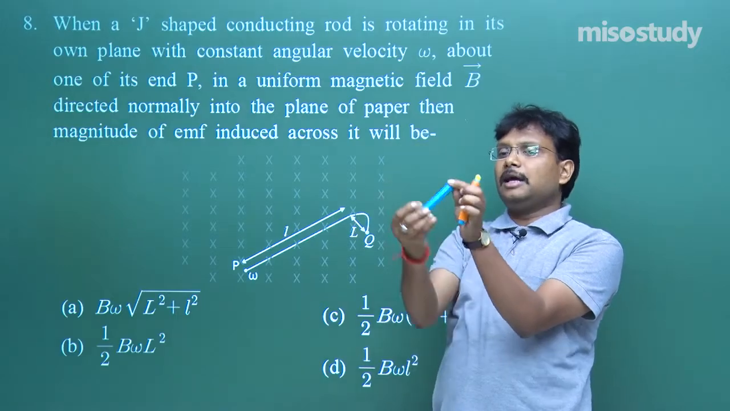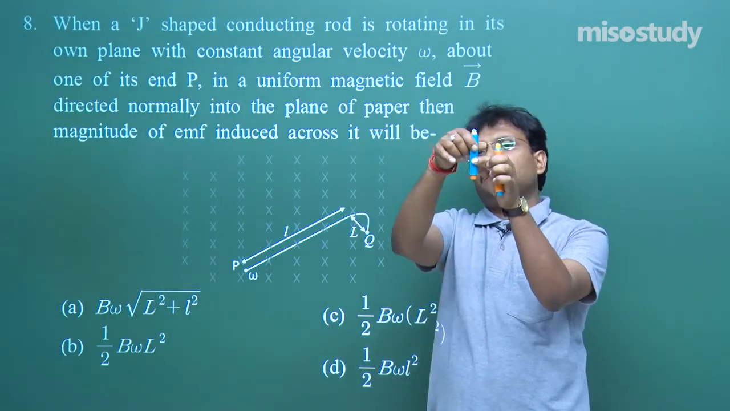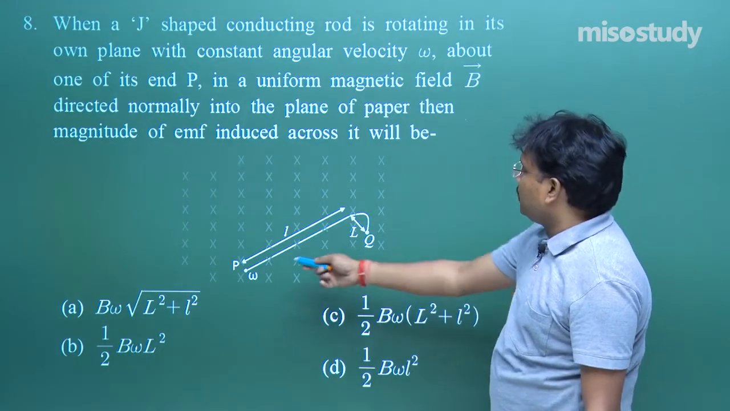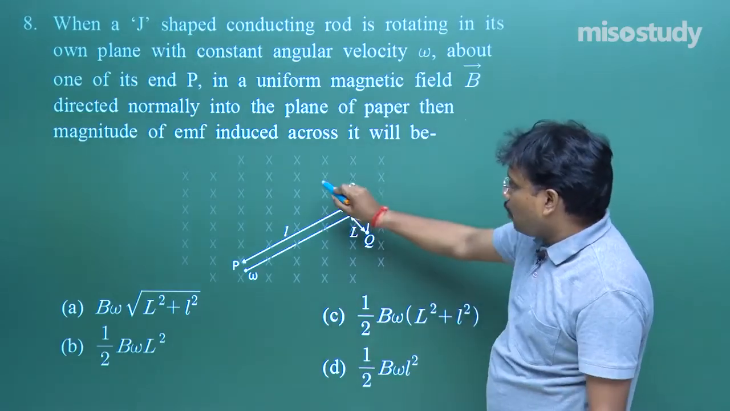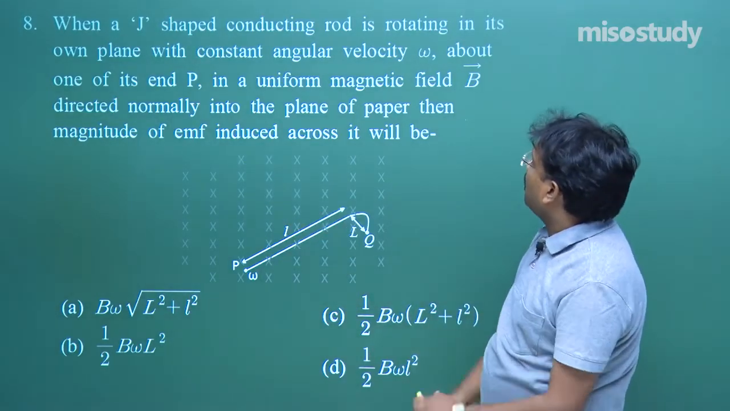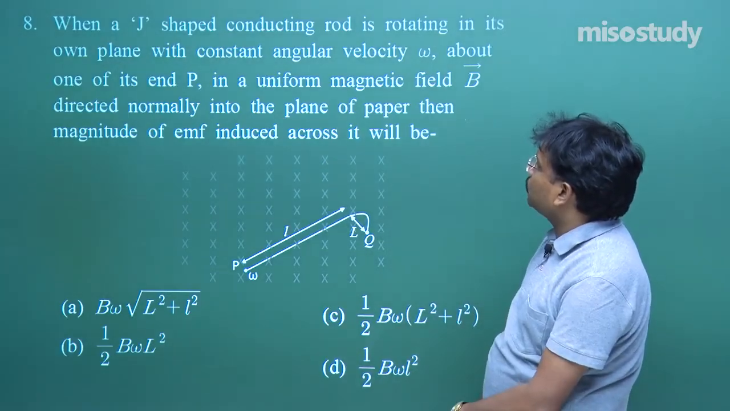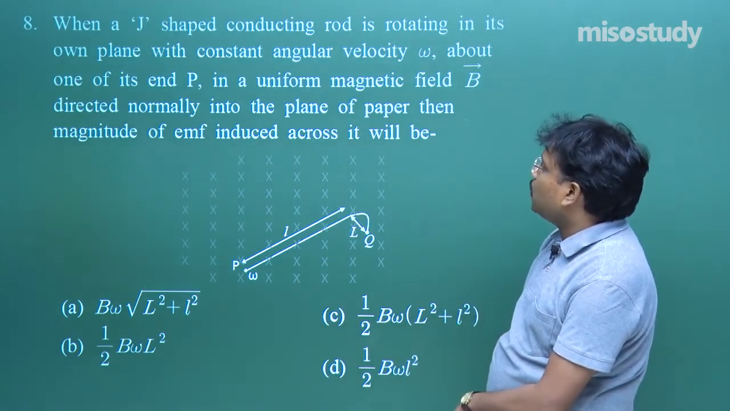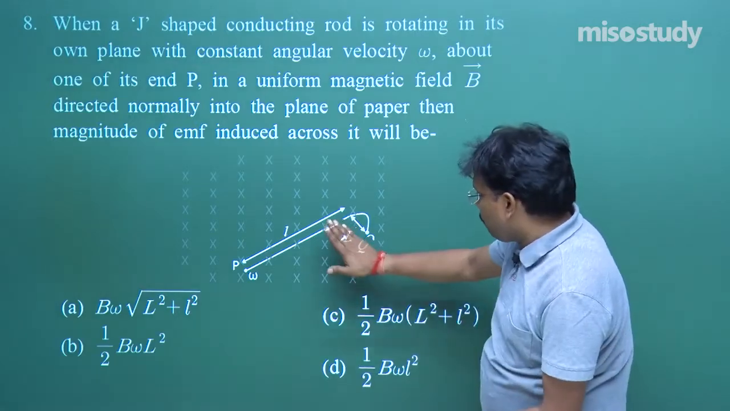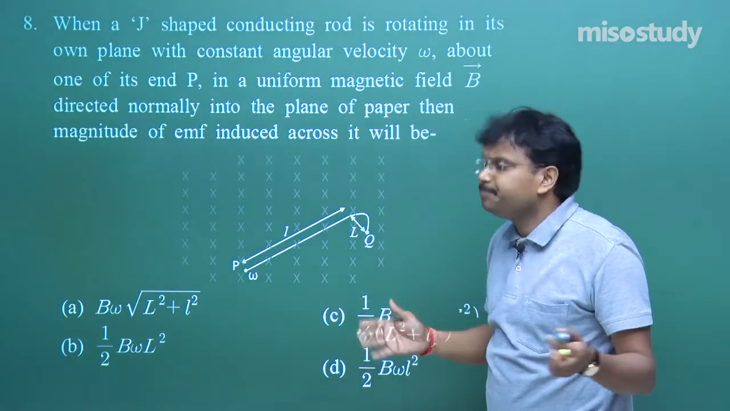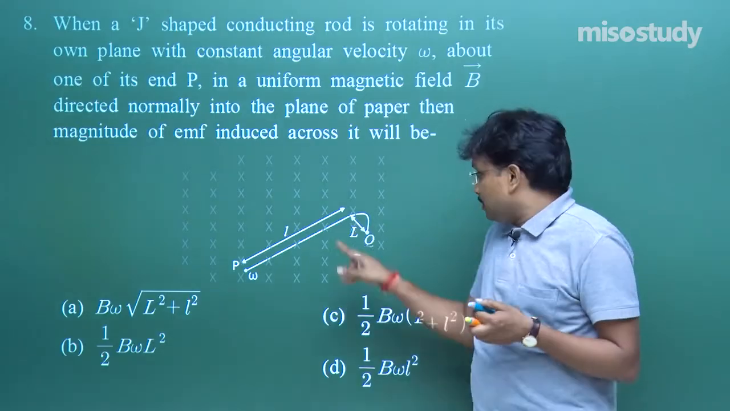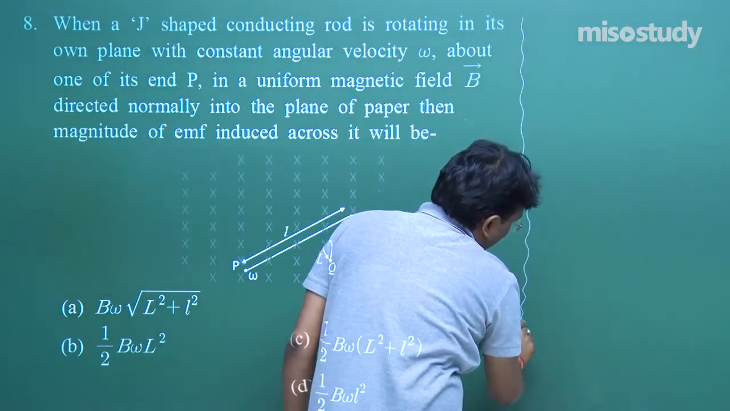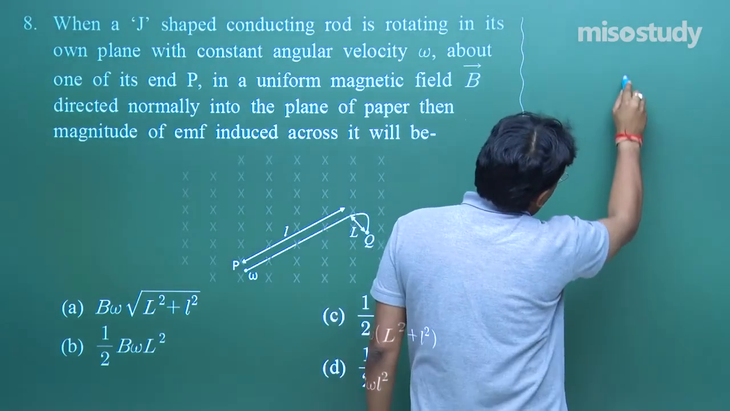This is one rod rotating like this, but I have a rod which has some portion over here, then it is rotating with angular velocity omega about one of its point, that is P, in a uniform magnetic field. I hope it is visible, small cross field B directly normal into the plane of the paper, this green board. Then magnitude of EMF induced across it will be how much? If you forget this portion, question is simple, but if the portion is curved, then what will be the answer? And after getting the solution, you will say, oh, this is the solution of this problem.